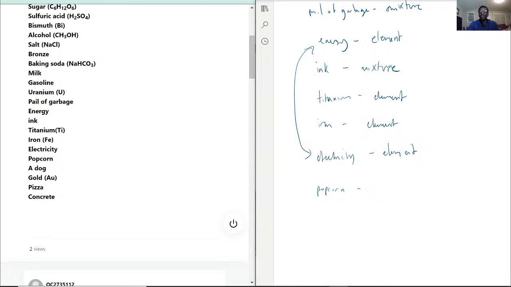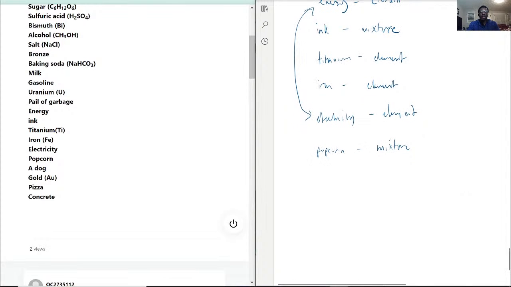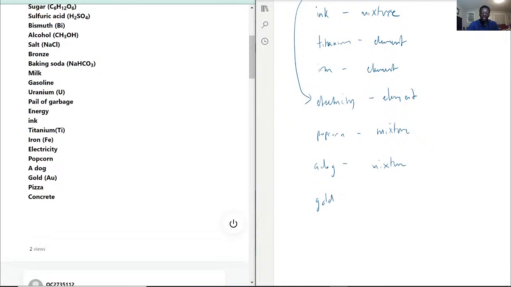But yeah, popcorn. Following the same trend of wood, I'm going to say it's a mixture, because popcorn is technically organic stuff. It's not living anymore, but you get what I mean, as it has cells in there, and those cells are composed of different things. A dog, just like humans, and popcorn, it's also a mixture. Gold is an element. Pizza is a mixture.